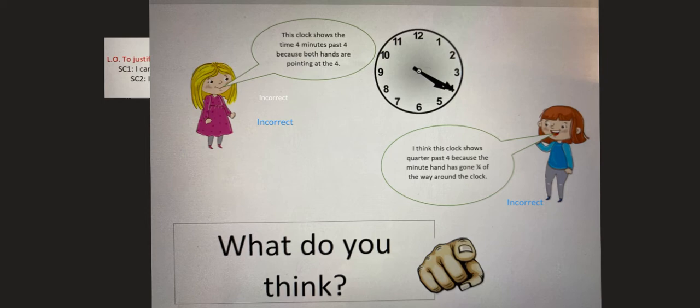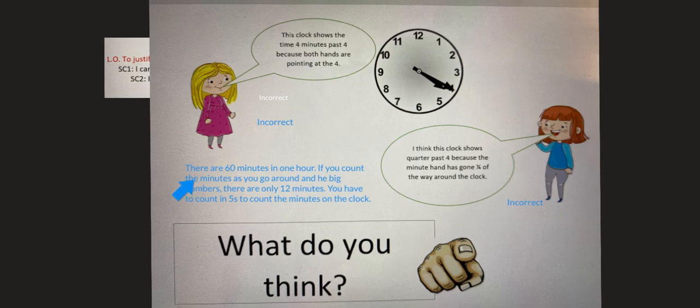Okay, so we could write down our thinking. I've written what we've decided to write, that there are 60 minutes in 1 hour. If you count the minutes as you go around the big numbers, then we know we're only going to have 12 minutes. You have to count in 5s to go around the clock, which would mean it's 20 past 4. So when you're doing this task, you don't have to write it out. You can if you want to. If you prefer, you can use a video to explain what you think.